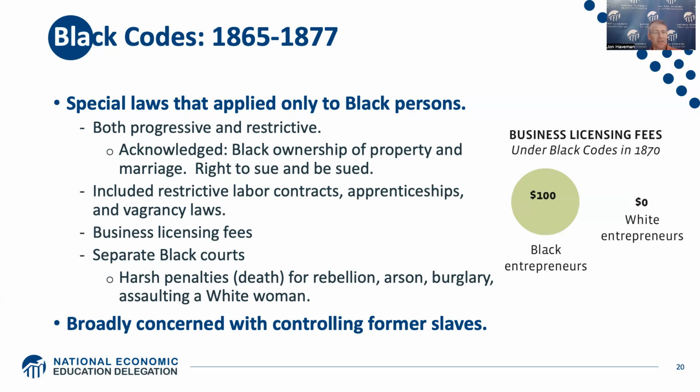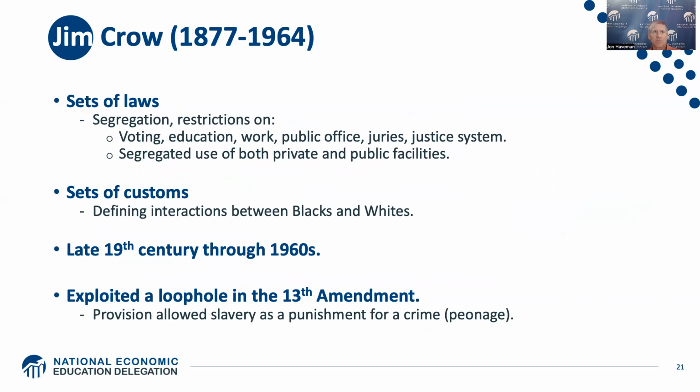There were harsh penalties for rebellion, arson, burglary, and especially for assaulting a white woman, right? And these black codes, yes, progressive and restrictive, but really largely concerned with controlling the former slaves. Right, in 1877, the black codes turned into the Jim Crow laws. Right, these were sets of laws that imposed restrictions on Black Americans and on voting, education, work, public office, juries, justice system, and introduced segregation.